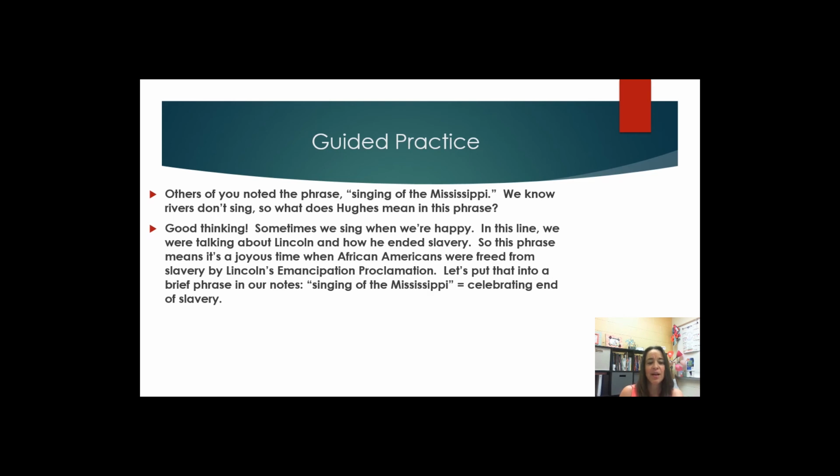Good thinking. Sometimes we sing when we're happy. In this line, we were talking about Lincoln and how he ended slavery. So this phrase means it's a joyous time when African Americans were freed from slavery by Lincoln's Emancipation Proclamation. Let's put that into a brief phrase in our notes.